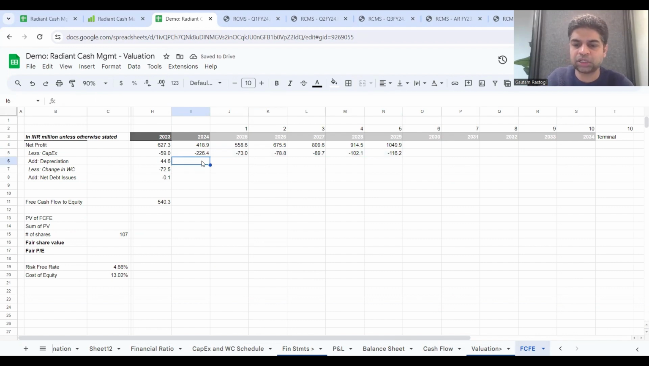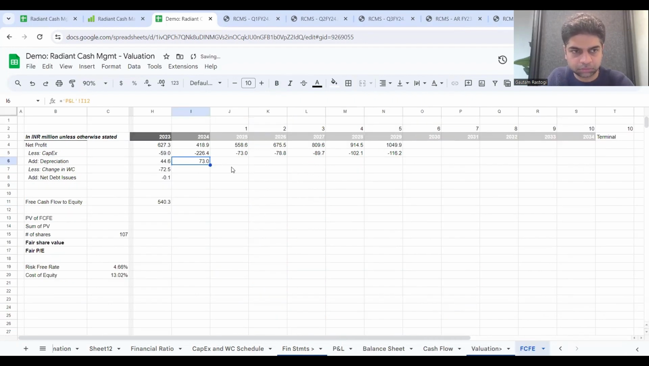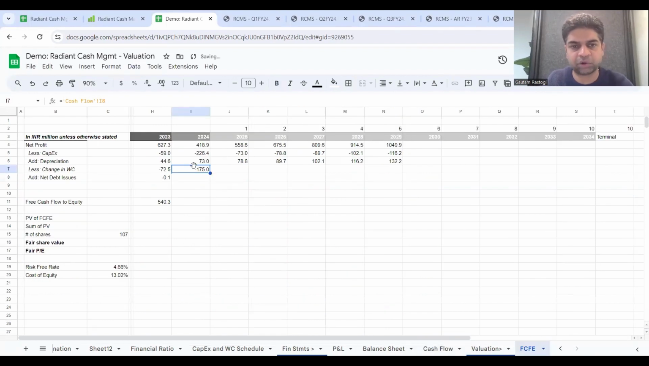We've got to add back depreciation again. We have that number. Let's go to the P&L, or you can go to the cash flow statement, that's fine. Depreciation we have pulled. So this is done. Change in working capital: we have the estimated change in working capital in the cash flow statement. Minus 175 million, that is 17.5 CR in FY24. Let's track that. So this is done as well.